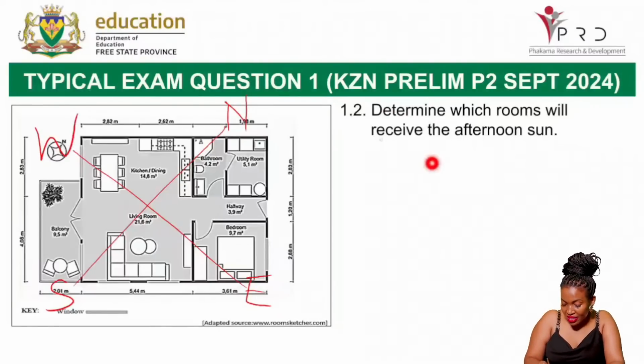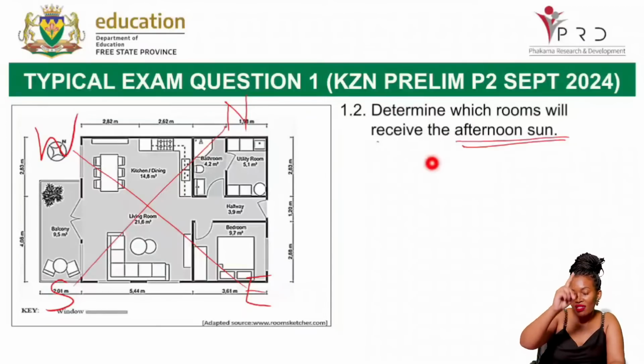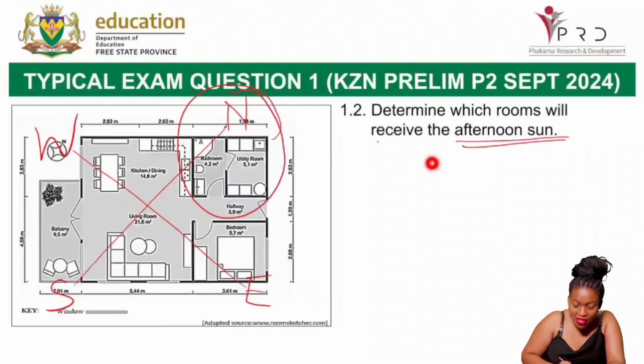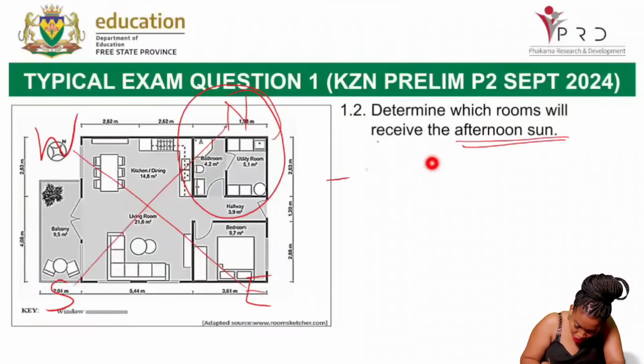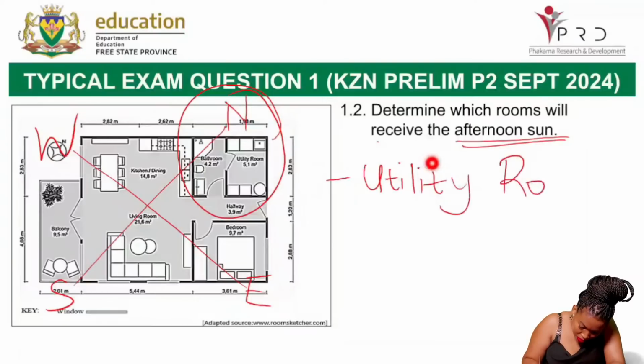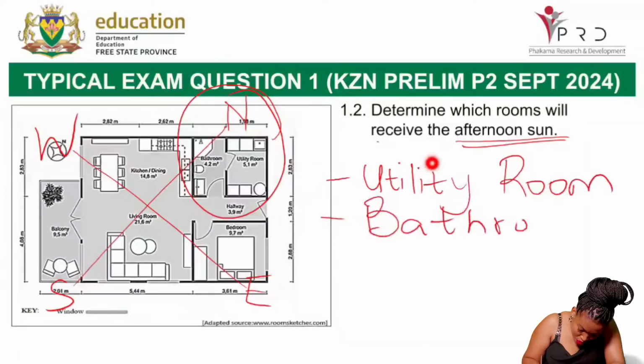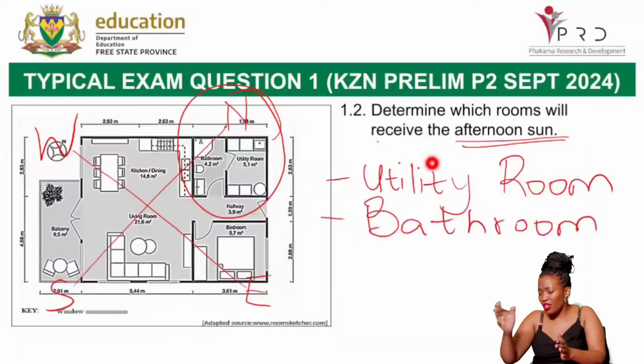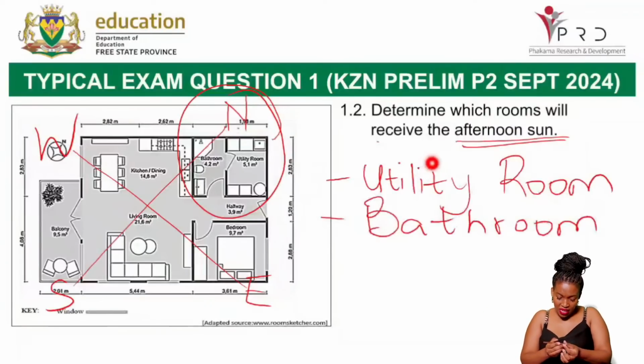So this question that is asking you about the rooms that will receive the afternoon sun, your key there is you want the rooms that are positioned on the northern side. That is how you answer that question. So the rooms that are positioned on the northern side, these are the rooms. So to answer that, your utility room and the bathroom. Those are the rooms that will receive the afternoon sun. So the key, the moment you see the question that says which rooms afternoon sun, you think of the northern side.